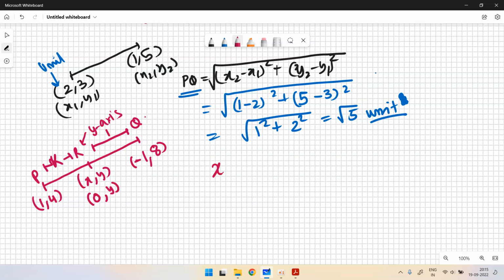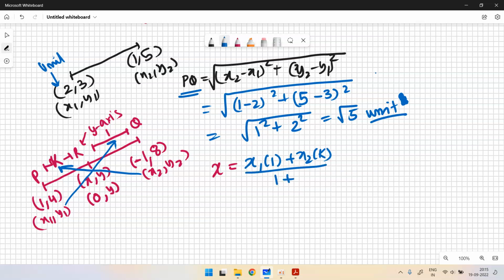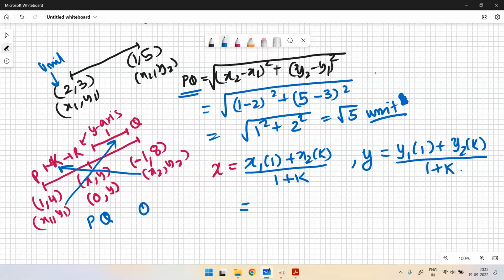So how will I write this? I take this as x1, y1, and this as x2, y2. Near x1, y1 is k, so it will multiply with the opposite. So x is x1 into 1 plus x2 into k, by 1 plus k. What is y? y is y1 into 1 plus y2 into k, by 1 plus k. It is given in the question that it divides PQ. Had it divided QP in the ratio k is to 1, then this would be k and this would be 1. Always remember this is QP and this is PQ. There is a difference between PQ and QP.